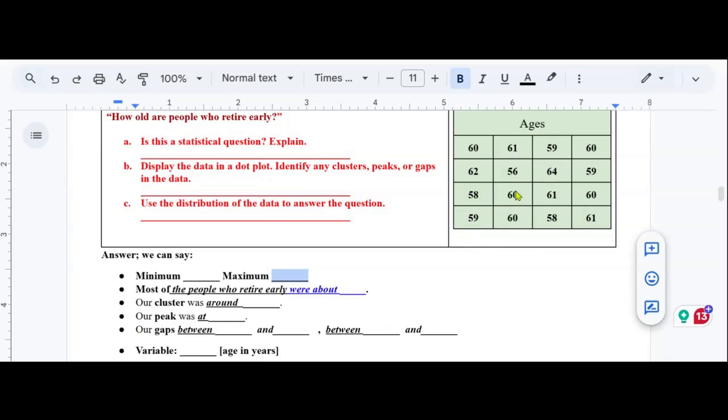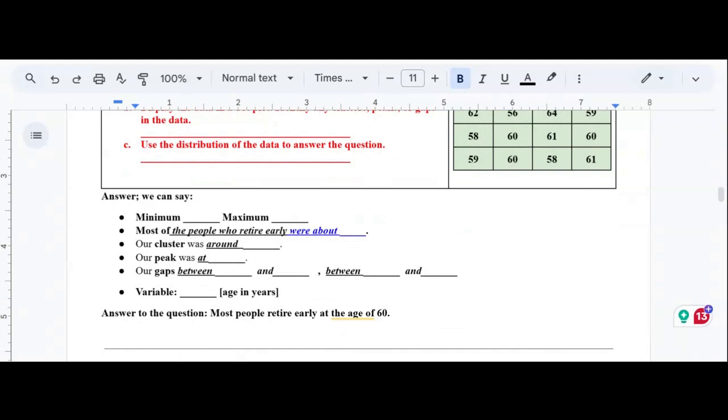So how many 60 do we have? Five. So the peak is 60. What's the gap? You have to graph it. If you don't graph it, then you don't see the gap. Okay, so you can have two gaps, remember. What's the variable? Age in years, right? That's the answer. Clear? Did you do that? Move on.